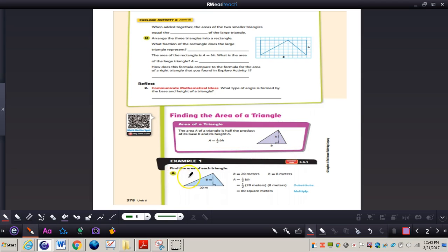So let's take a look at example number 1. It says find the area of each triangle. So we can see, first of all, that we have 20 meters and 8 meters. So the base is 20 meters, the height is 8 meters. So what we can see here, it says area equals 1/2 times the base times the height. So we can plug in the numbers now. 1/2 times 20 meters, which is the base, times the height, which is 8 meters. So we can multiply 1/2 times 20, which is 10. 10 times 8 gives us 80 square meters.